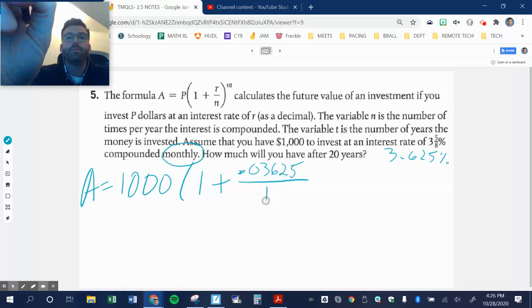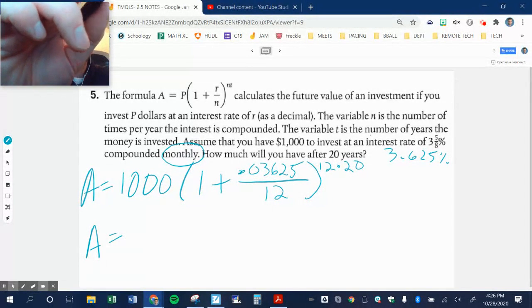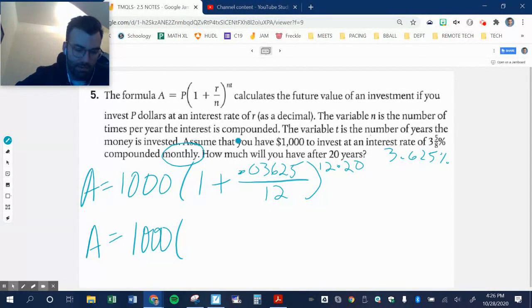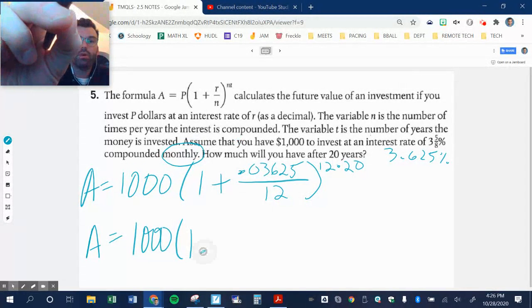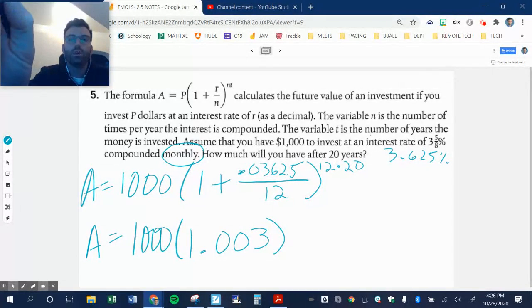Number of times compounded a year. If it's monthly, there's 12 months in a year. Again, n is in the exponent, so 12 times 20. Parentheses, simplify what's in the parentheses first. 1 plus 0.03625 divided by 12 is a really, really small number. Plus 1. I get 1.00302833. 12 times 20 is 240.